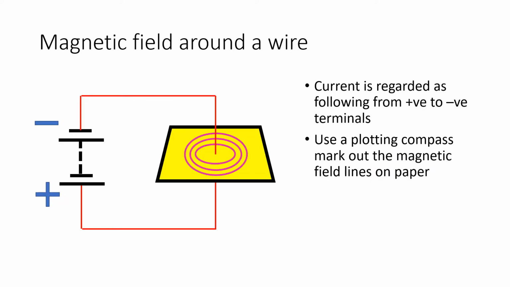At this point, you try and work out what direction the magnetic field lines in the diagram are traveling in. So pause the presentation, try and work it out using the right hand rule, and when you're ready, restart the presentation.